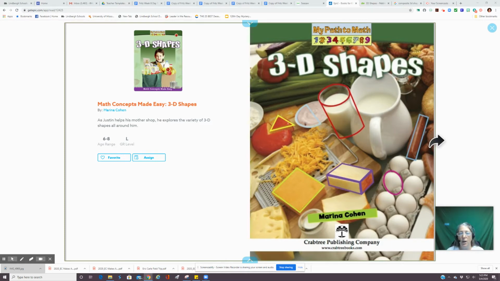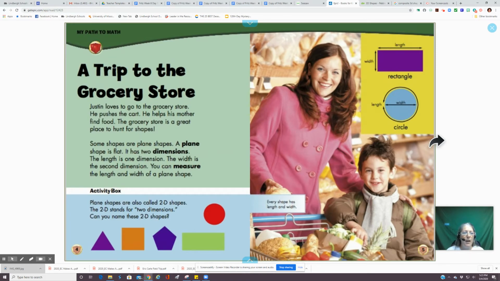So this book is called 3D Shapes: A Trip to the Grocery Store. Justin loves to go to the grocery store. He pushes the cart. He helps his mother find food. The grocery store is a great place to hunt for shapes.